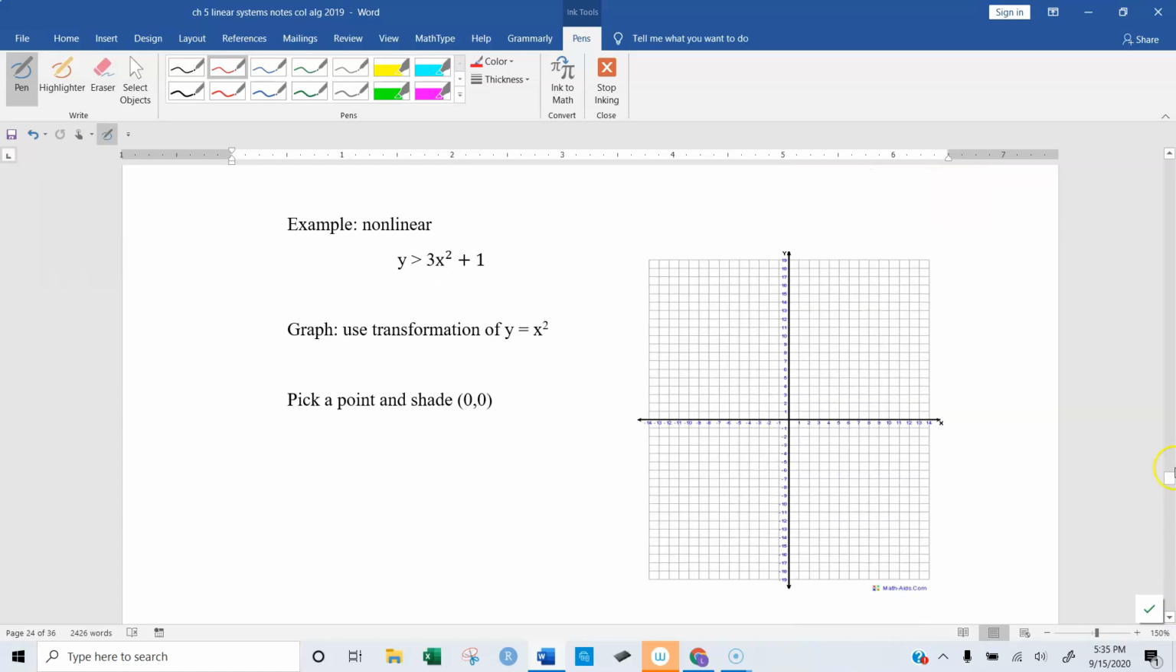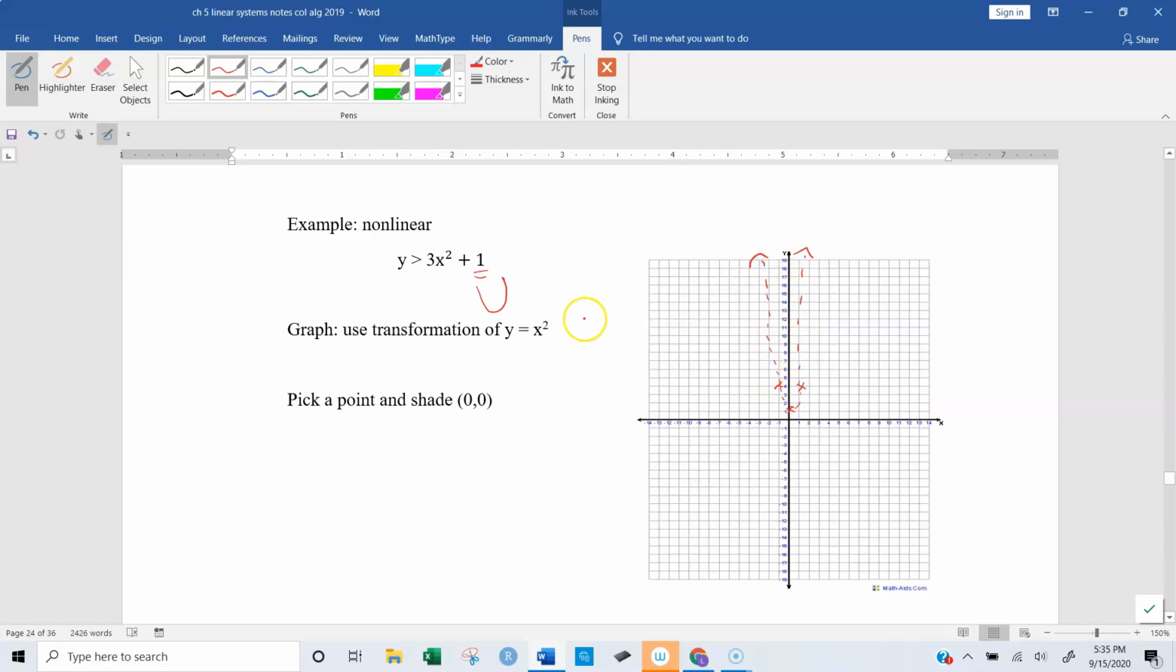Okay, nonlinear. 3x squared plus 1. You have to remember your parent graph. So remember, this is a parabola. The 1 means we start at 1. The 3 means we go up 3, left and right 1. And this time it's less than, so our parabola is dashed.